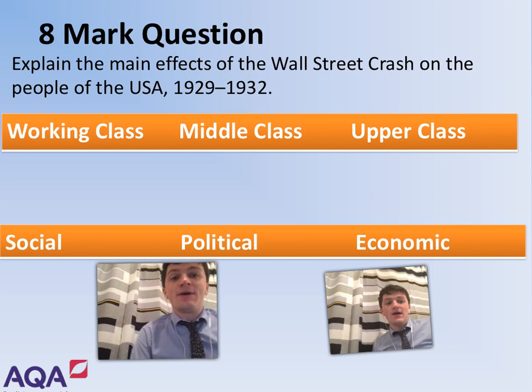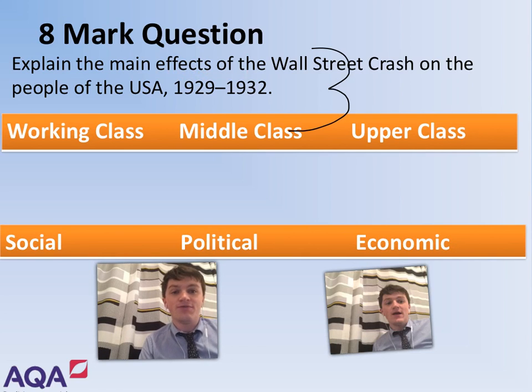A good question to think about with this is: explain the main effects of the Wall Street crash on the people of the USA 1929 to 1932. What you need to do, again, is give 2 or 3 reasons with evidence to show you've got a deep understanding. You could break it down into the working class, the middle class and the upper class. All 3 were affected by the Wall Street crash, but all 3 had very different experiences. Or you could think about the social impact, the political impact and the economic impact. Make sure though, if you're using this technique, you link it back to the people.